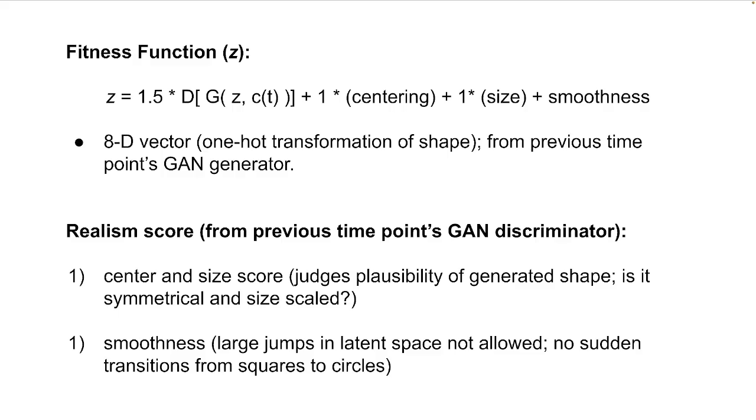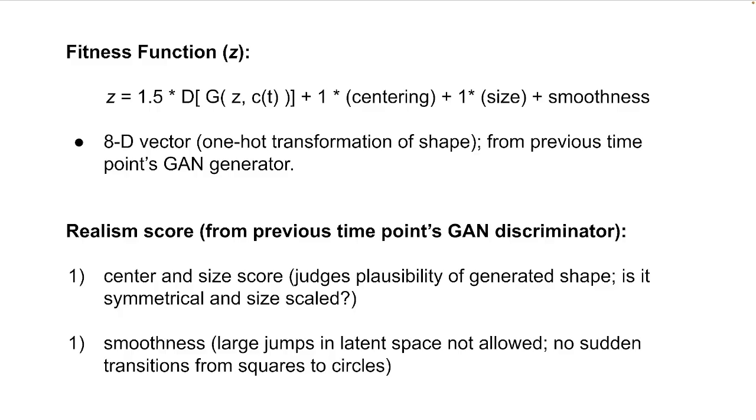Now for the fitness function, this is how we define it in the code with the symbolic variable z. In this case, we're creating an 8-dimensional vector. It's a one-hot transformation of shapes. We take the shape and do a one-hot transformation, and we're doing this from the previous time point in the GAN generator. Remember, the GAN output is this time series that we get to evaluate with our fitness function. There is a realism score that's generated from the previous time point's GAN discriminator.